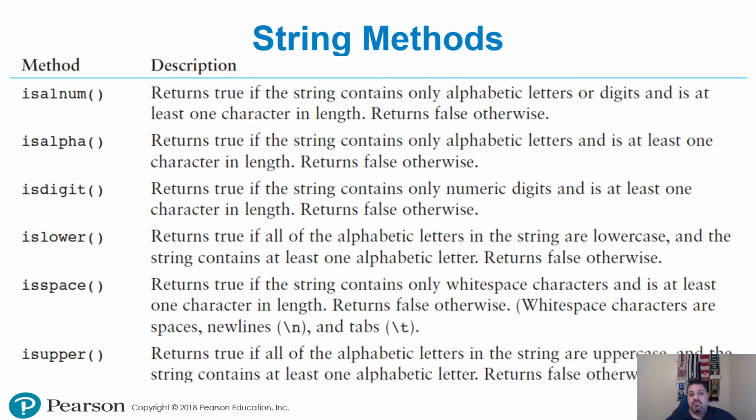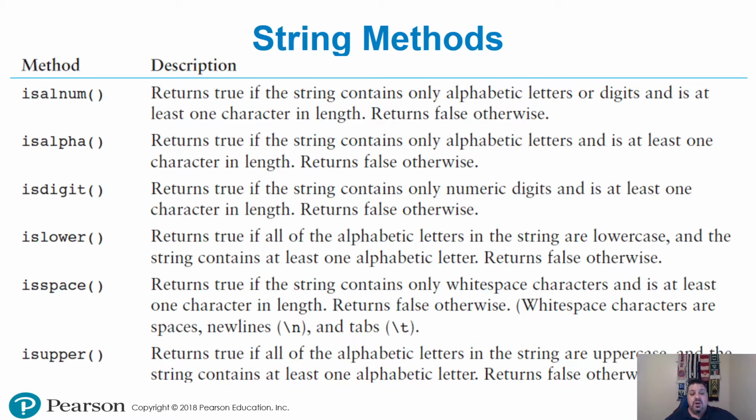All of these, of course, have to be at least one character in length. You wouldn't have a letter if it wasn't. isdigit returns true only if it's numeric digits. Okay, and again, at least one character in length. islower, and the bottom one there on this list, isupper, return true if all the letters that are in there are lowercase or, conversely, uppercase for the bottom one.